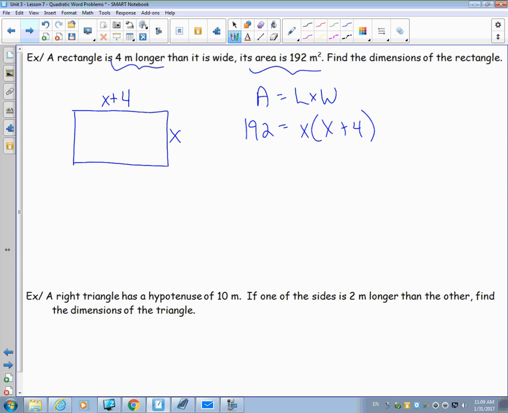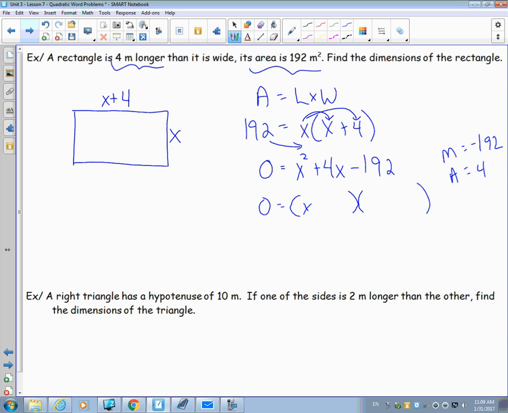If I put it in standard form, it'll make it equal to 0. So let's do that. This time we're going to multiply our bracket out. X squared plus 4x. I'm going to bring the 192 over, make it equal to 0. I'm going to try factoring this if I can. So I need to multiply to negative 192, add to 4. Think of numbers that do that. Again, yes, there are numbers that do that. The numbers that work would be 16 and 12. So 16 and 12. Our answers this time are negative 16 and 12.